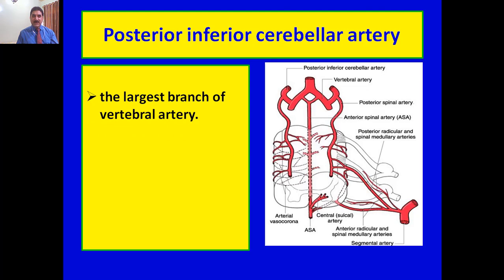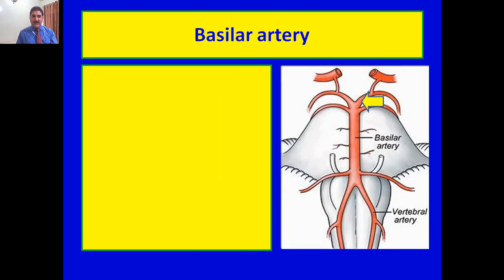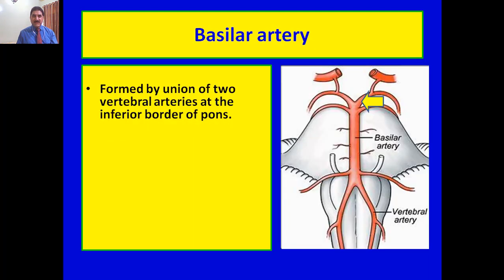Posterior inferior cerebellar artery: it is the largest branch of the vertebral artery. In addition to the cerebellum, it supplies blood to the posterior part of the medulla above the inferior olivary nucleus.